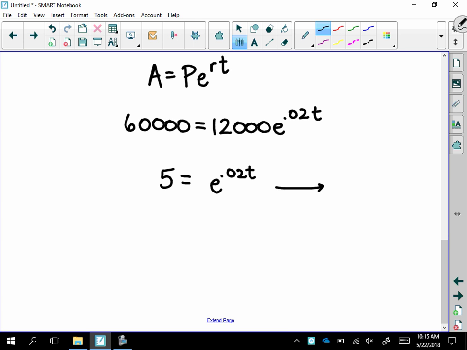And if I change that into logarithmic form, what would it be? Yeah, the natural log of 5 equals 0.02T. So what would T be in that case? 80.4.